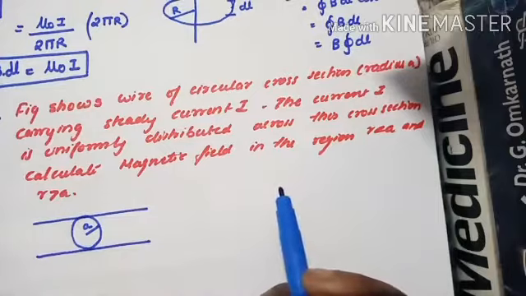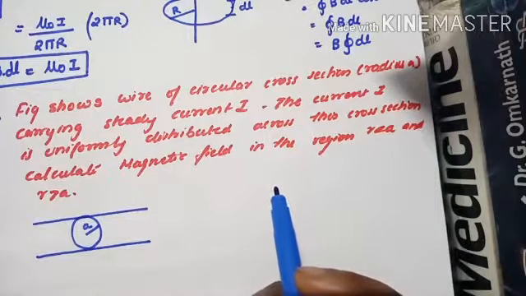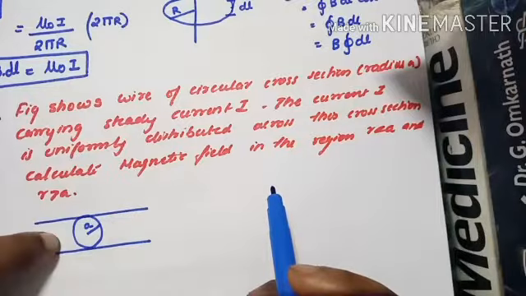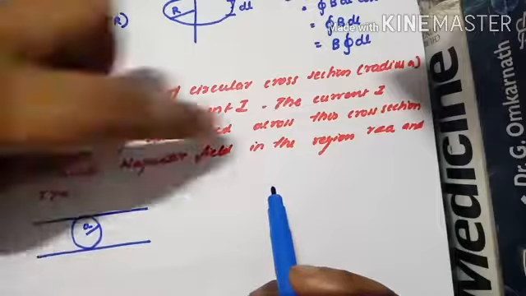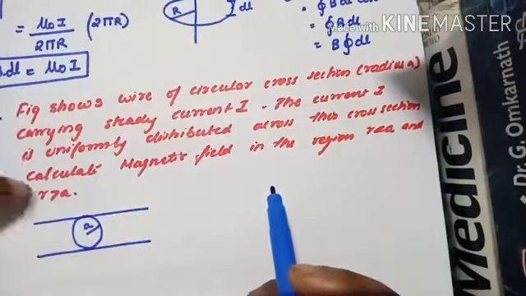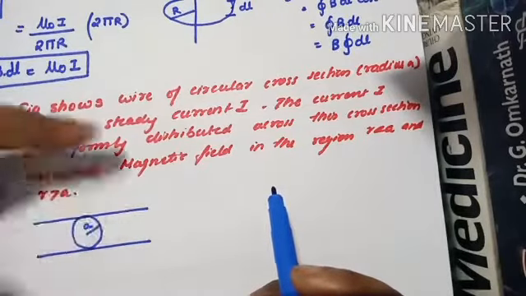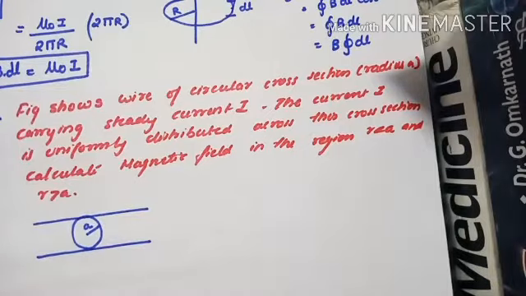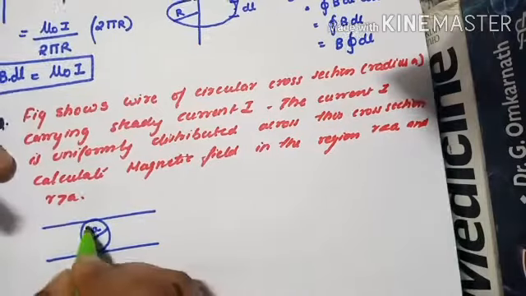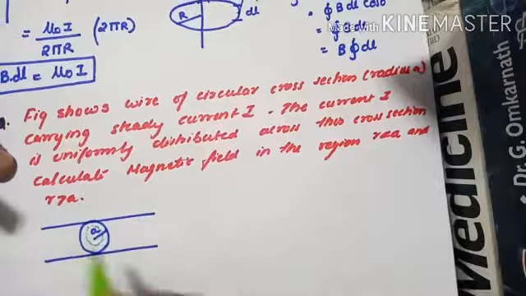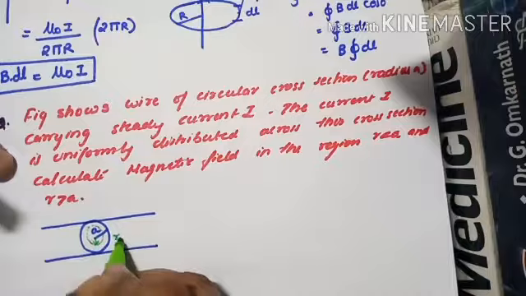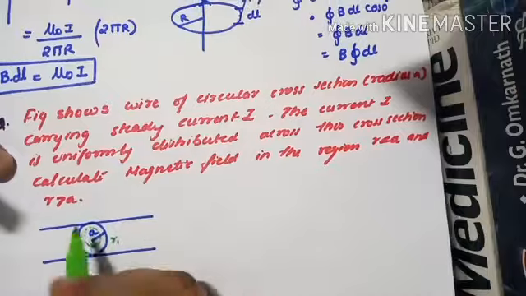That means you are asked to find the magnetic field at a region inside the wire, and then you are asked the magnetic field where r is greater than a, meaning outside the wire. I hope you understood the question, so you can draw it yourself. Inside means I have to draw a smaller circle like this, with radius R1.